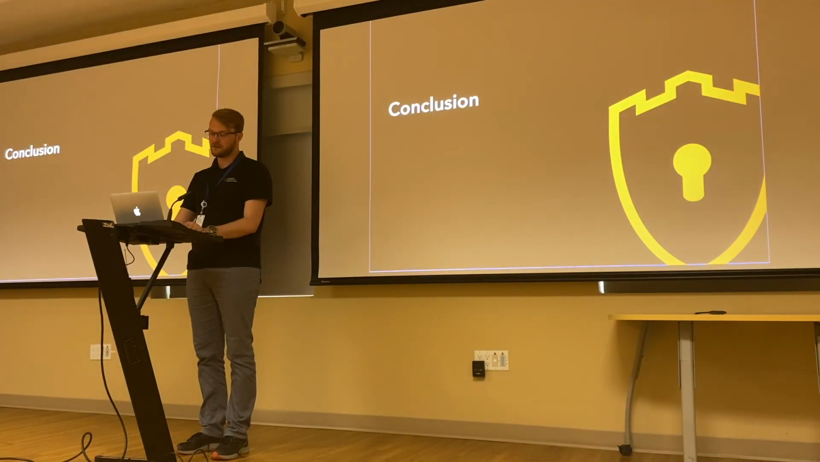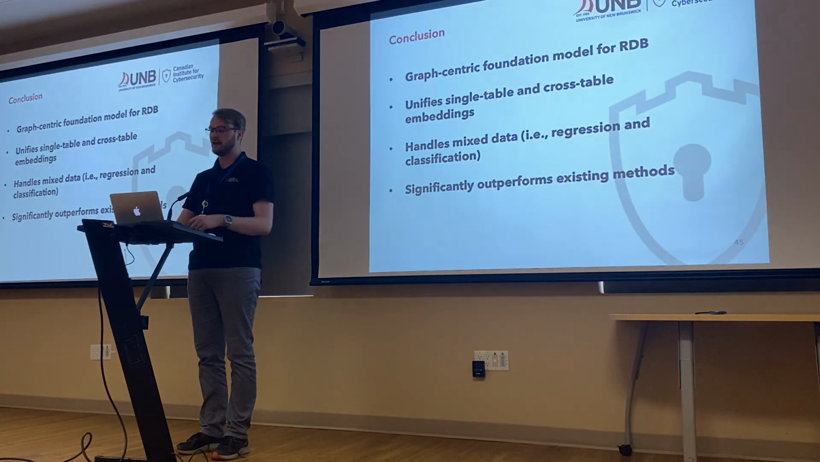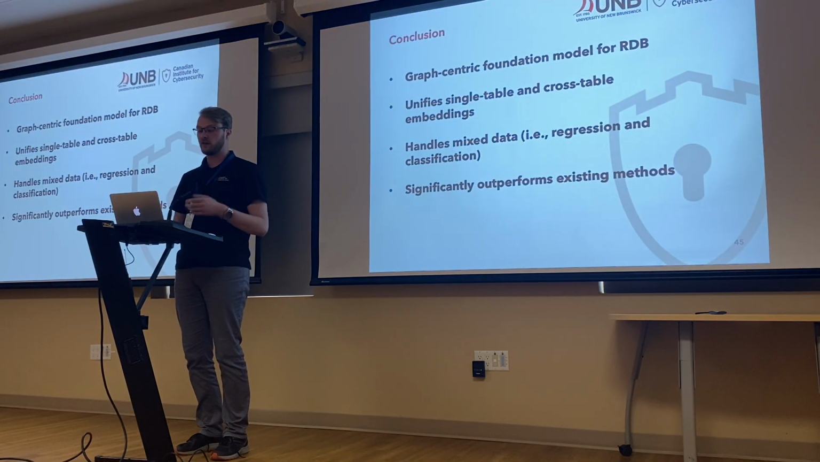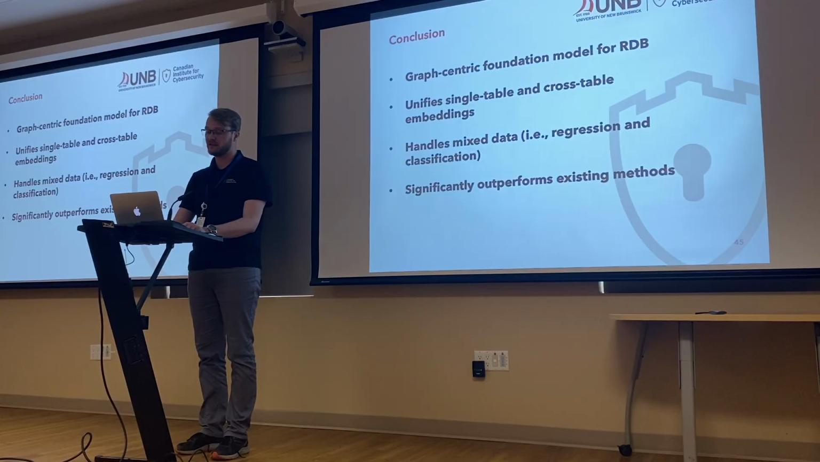So the authors conclude, and they basically mention that, again, this is a graph-centric foundation model for relational databases. It's really interesting because it unifies single table and cross-table embedding so we can share information effectively. It handles mixed data, which is actually very tricky to do in practice with graph neural networks. And it significantly outperforms all other existing methods, so that's great as well.